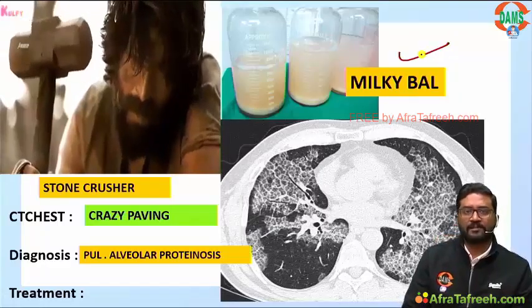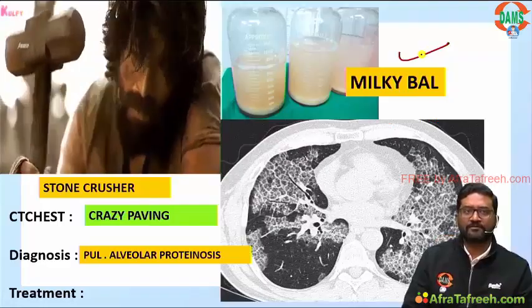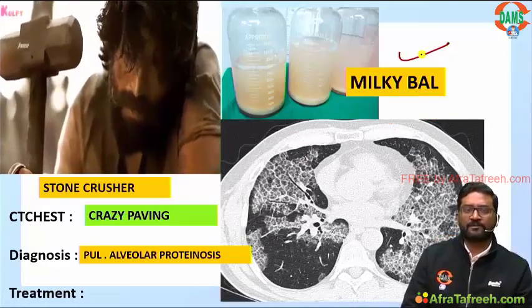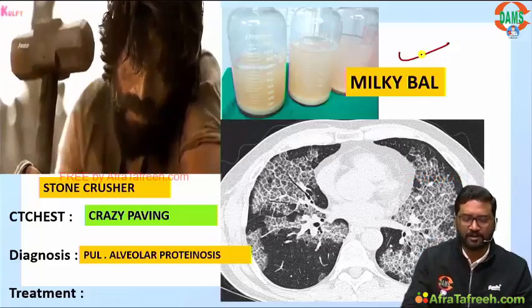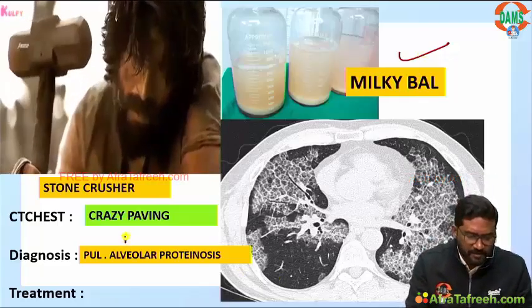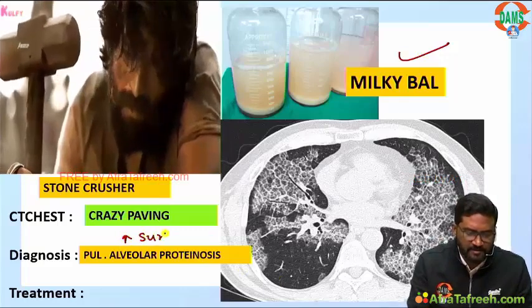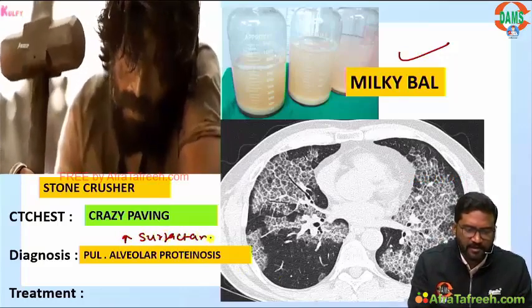Silica particles damage the alveolar macrophages. So alveolar macrophages are responsible for surfactant clearance. Now surfactant is not cleared properly. So there will be increased surfactant in alveoli. So why is there no shift?